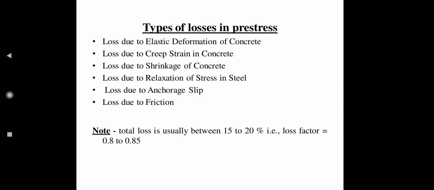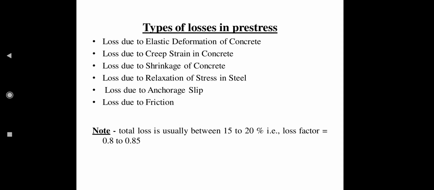So here we can see types of losses in prestress. We have six losses. The first one is loss due to elastic deformation. Second one is loss due to creep strain in concrete. Third one is loss due to shrinkage of concrete. Fourth one is loss due to relaxation of stress in steel, then loss due to anchorage slippage, and loss due to friction. So these are the six types of losses that will occur in prestressed concrete.